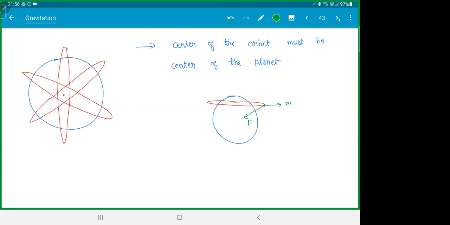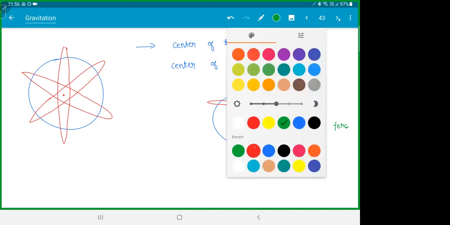If a satellite is going this way, mv square by r, these are unbalanced forces. The satellite won't be in orbit. It will fall down. You can never launch a satellite like this. It doesn't work. Got the problem? So that means now you are restricted. You can only have centers like this.